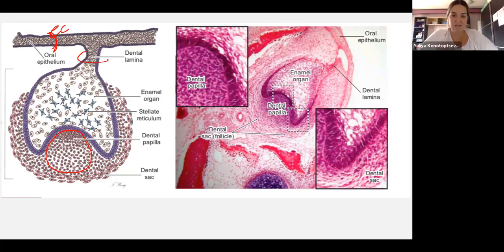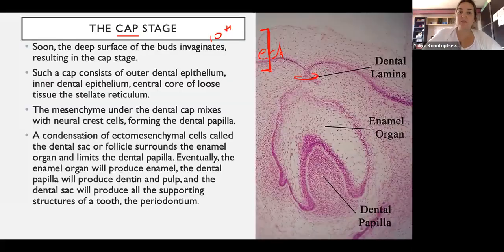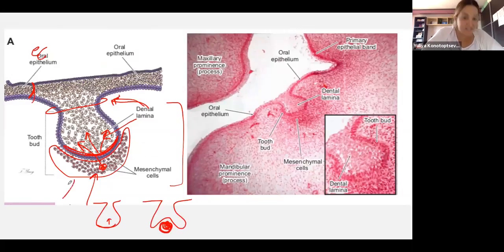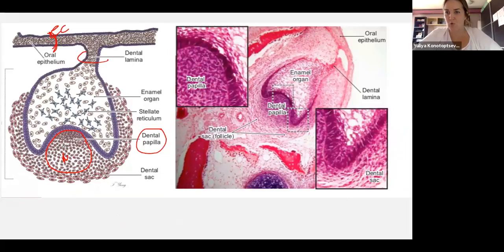So the mix between neural crest cells and mesenchymal cells is called dental papilla. So this region right here, this dental papilla, consists of two types of cells, mesenchymal cells and neural crest cells. So in the bud stage, you were only waiting for the neural crest cells to come here, right? In the cup stage, they have already arrived. When the neural crest cells have come here, this tissue is now called dental papilla. So is it clear?